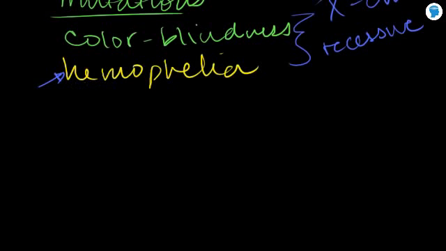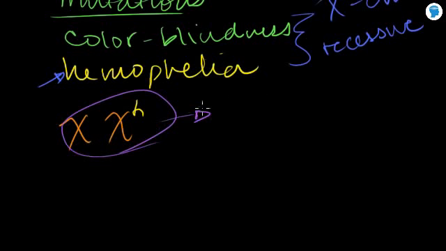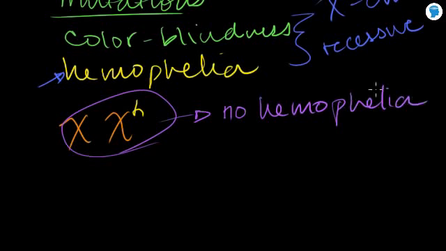So for example, if there's a woman, and let's say this is her genotype. She has one regular X chromosome, and then she has one X chromosome that has, I'll put a little superscript there for hemophilia, the hemophilia mutation. She's just going to be a carrier. Her phenotype right here is going to be no hemophilia. She'll have no problem clotting her blood.